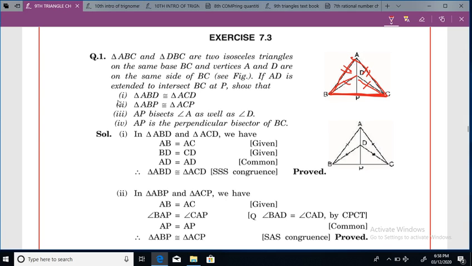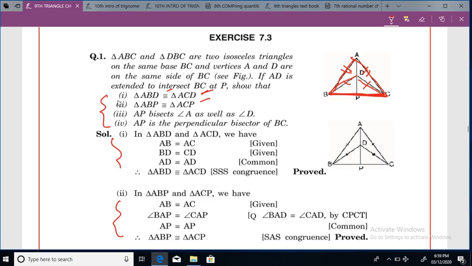Show that triangle ABD is congruent to triangle ACD, and next, triangle ABP is congruent to triangle ACP, and AP bisects angle A as well as angle D, and AP is the perpendicular bisector of BC. So we simplify these, and we get all these four answers.